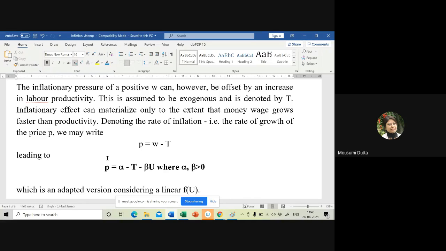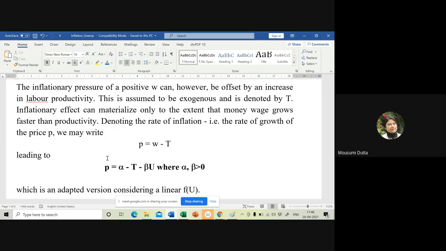So the inflationary effect can materialize only to the extent that money wage grows faster than productivity. Okay, so it's not that as wage rate increases, you will always have inflationary pressure. If there is a sufficient increase in labor productivity, the price of the commodity may even fall. If T is greater than W, there may be a reduction in price too. Policymakers never tell about this scenario. They always show that if we increase the wage rate, there will be a continuous increase in price. However, as students of economics, you have to understand all the underlying issues.